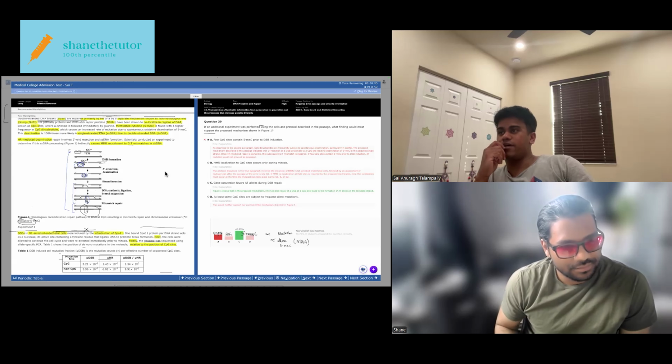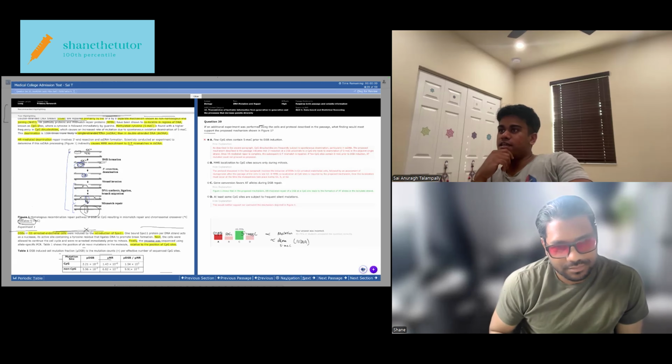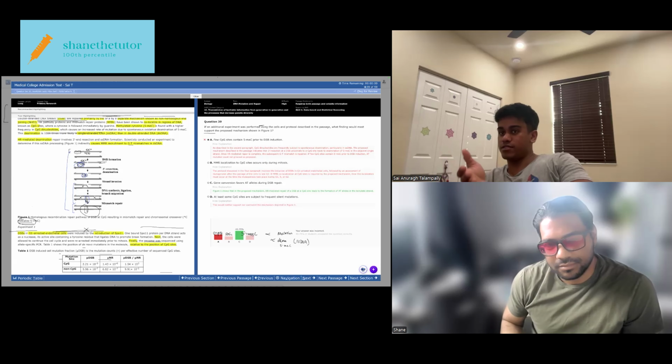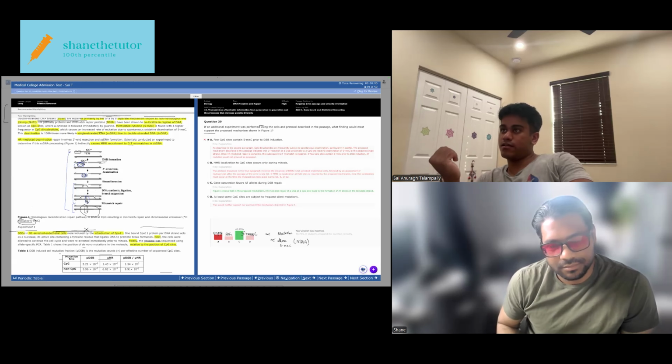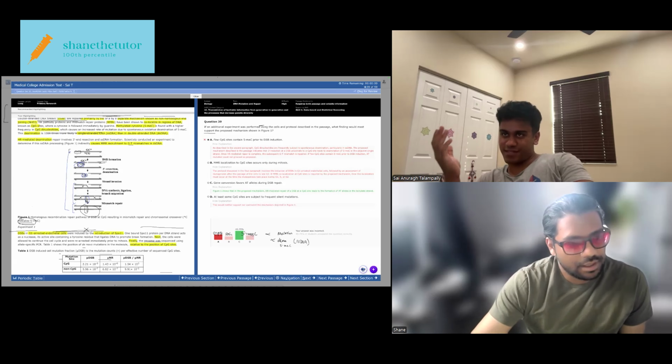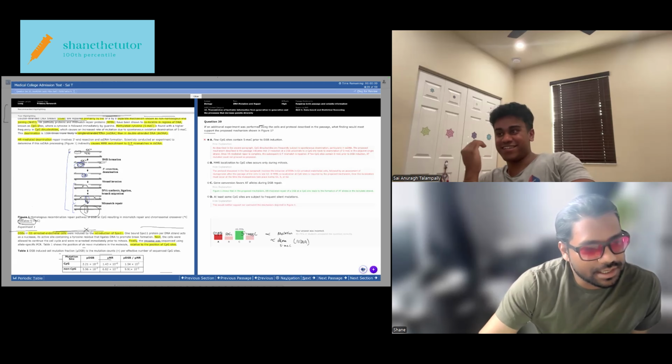Actually, the more I read this, it kind of makes sense, because I keep thinking A and T always go together, so how would you be able to tell this was a result of it? But it does say it was performed using the cells and protocol described. So you're assuming all of this stuff. Okay, that makes sense.